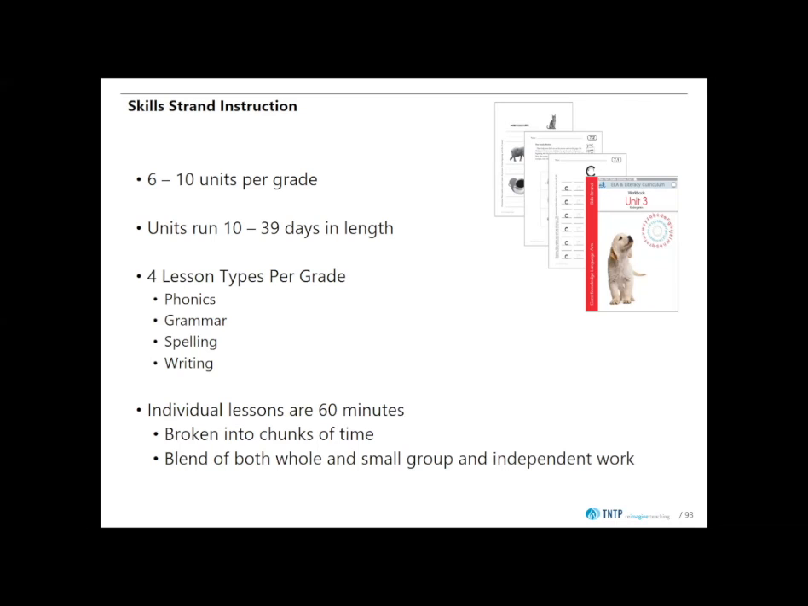They're broken up into chunks of time, and they do blend both whole and small group work, as well as independent work, often with the workbooks and decodables. For example, in Unit 2 of first grade, there are 20 total lessons. Of these 20 lessons, 20 have phonics and reading component, while 7 have a spelling component, 10 have a grammar component, and 14 have a writing component. Additionally, all these lessons have an application component so students can practice what they are doing.